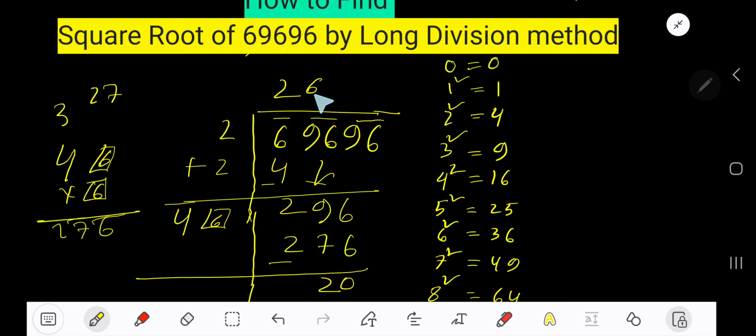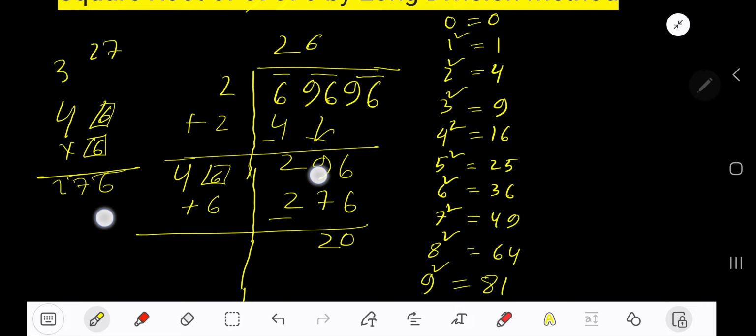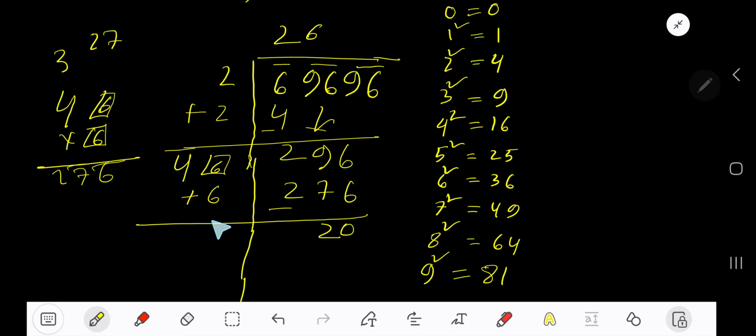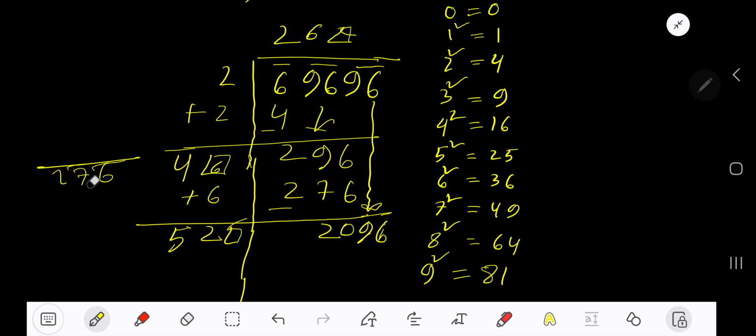Since you have placed 6 on the quotient side, the same digit will come under the divisor and you need to add. 6 plus 6 is 12. Carry on to the next column, 5. Here bring down the next pair, 2096. Now place a digit here such that when you multiply, the product is equal to this or nearest to this. So let me check.